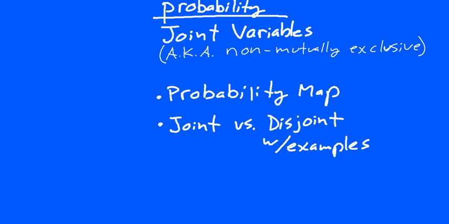Now we get to talk about joint variables and disjoint variables, formerly known as mutually exclusive and non-mutually exclusive. Vocabulary terms in statistics seem to be in a little bit of flux. They keep changing vocab. But the first thing we'll do is take a look at the probability map.